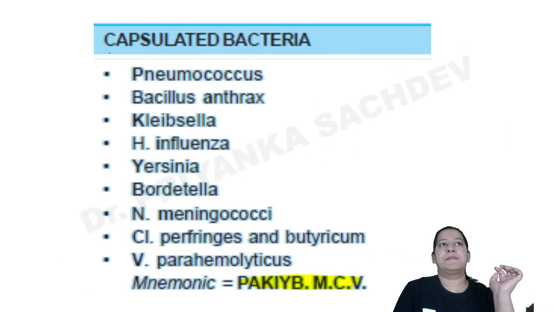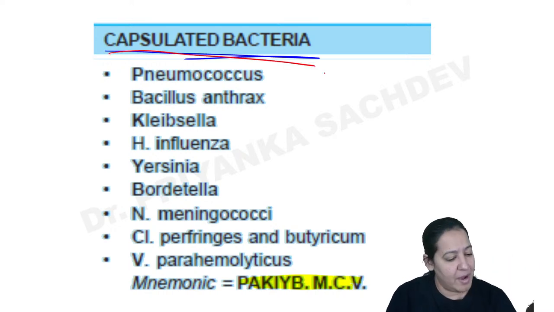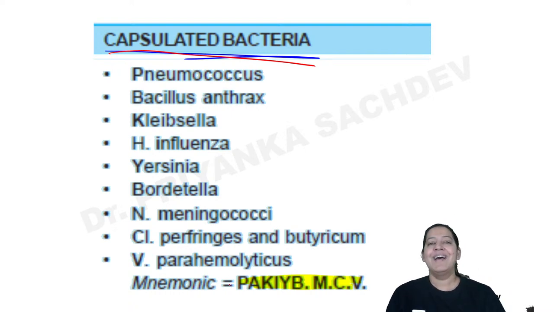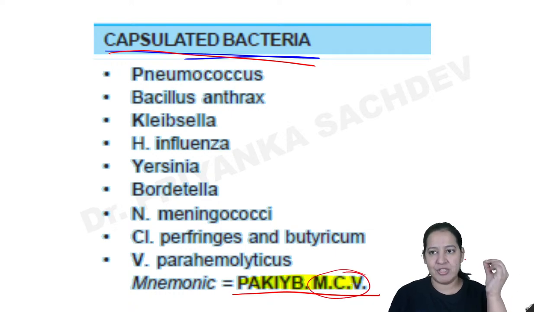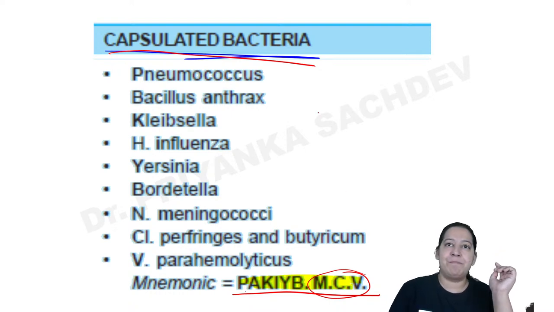The first is capsulated bacteria. Okay, so who was telling me the answer? Someone among you has told me the answer, no? Yes, Parthiv, you are absolutely right. The mnemonic is PACIB, MCV. MCV, you know, in pathology we have MCV, MCH, MCHC. So it is PACIB. It is PACIB.